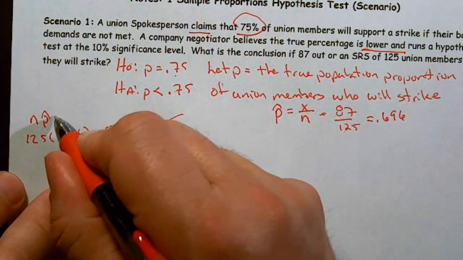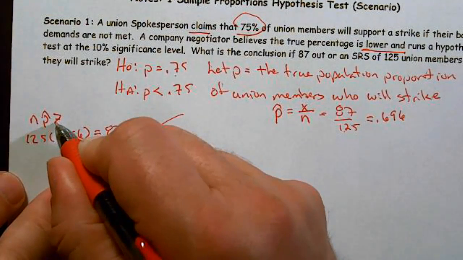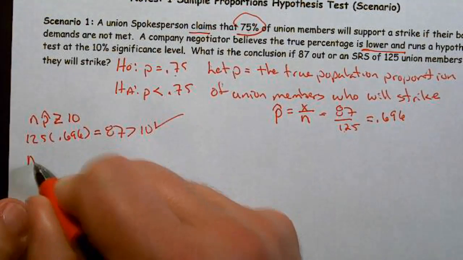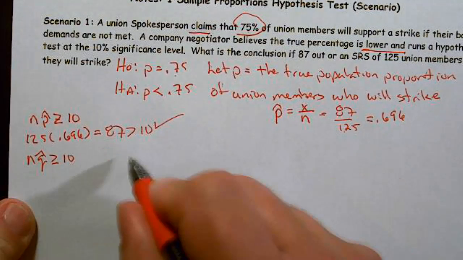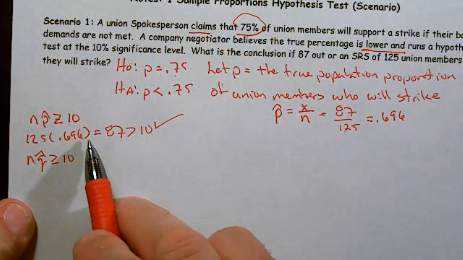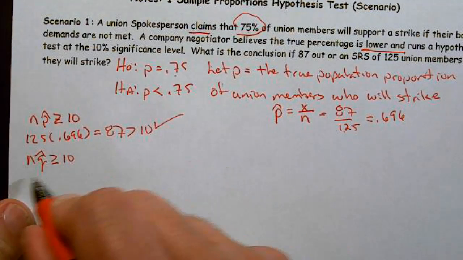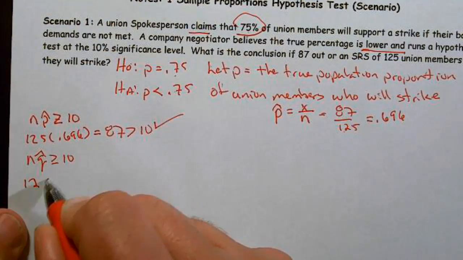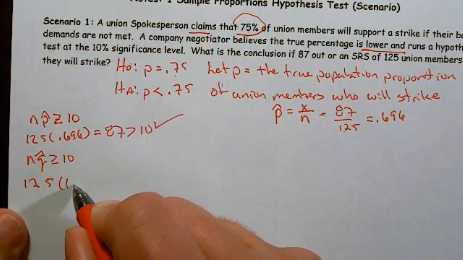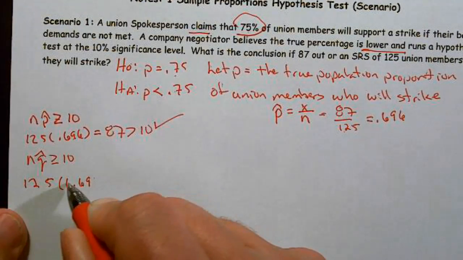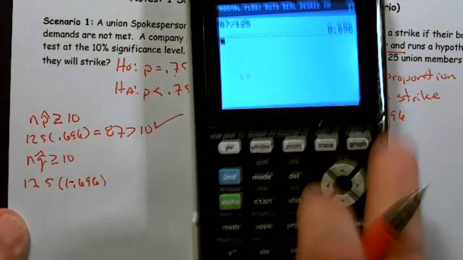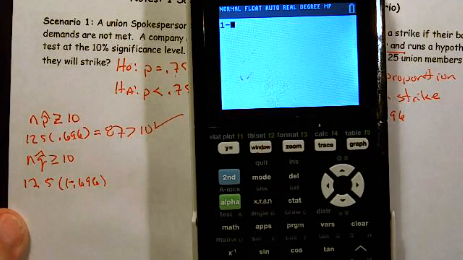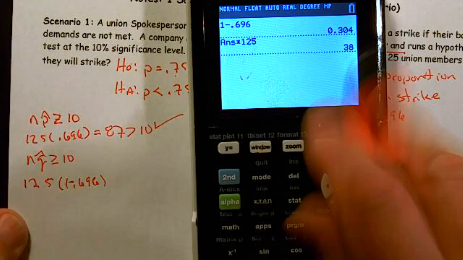So we need NP hat greater than 10. We also need NQ hat greater than 10. And Q hat is just 1 minus P hat. All right. So in this case, N is 125. Q hat is going to be 1 minus 0.696. 1 minus 0.696 times the 125. We end up getting 38.